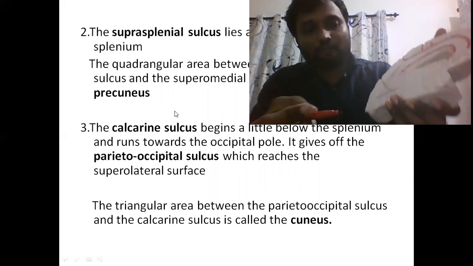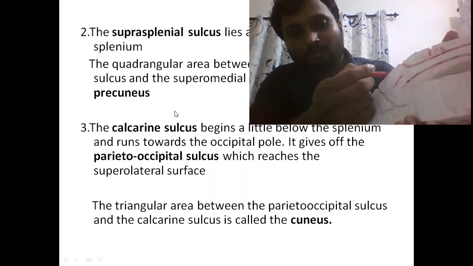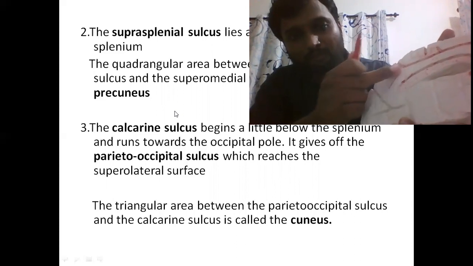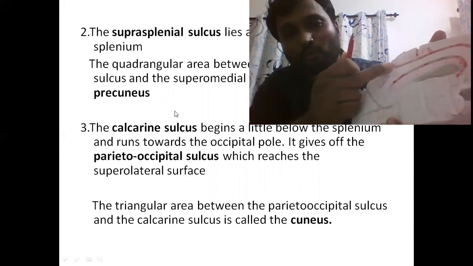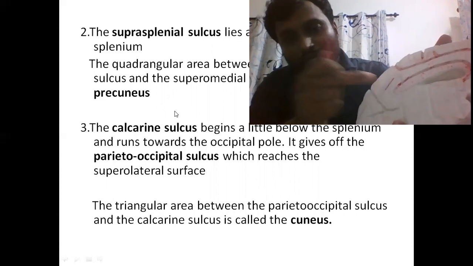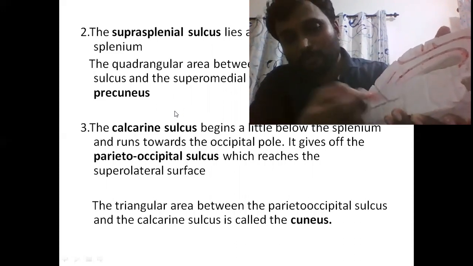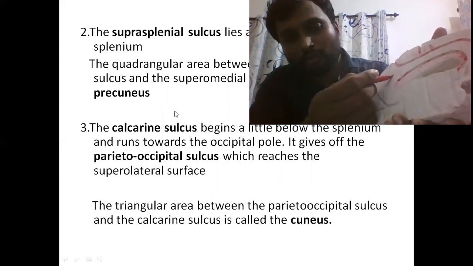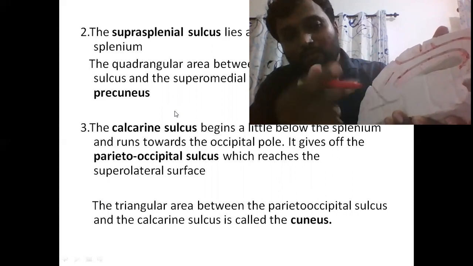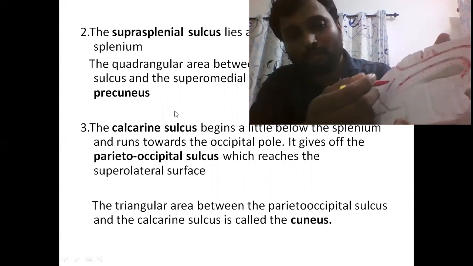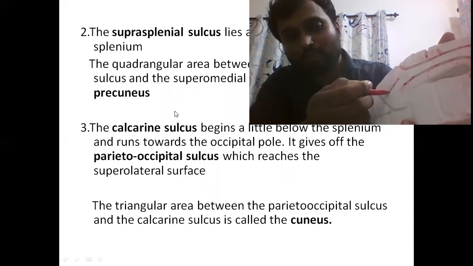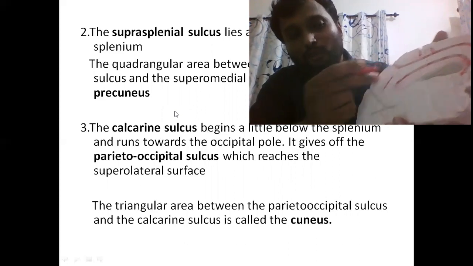Okay. Then here we can see a gyrus. This quadrangular shaped gyrus, this area, it is known as what? Precuneus. Okay. Then below the splenium, see this is the splenium of the corpus callosum. So now we know what is meant by suprasplenial sulcus and what is meant by precuneus. The suprasplenial sulcus is the sulcus seen above the splenium, and this gyrus which is seen above the suprasplenial sulcus is the precuneus.